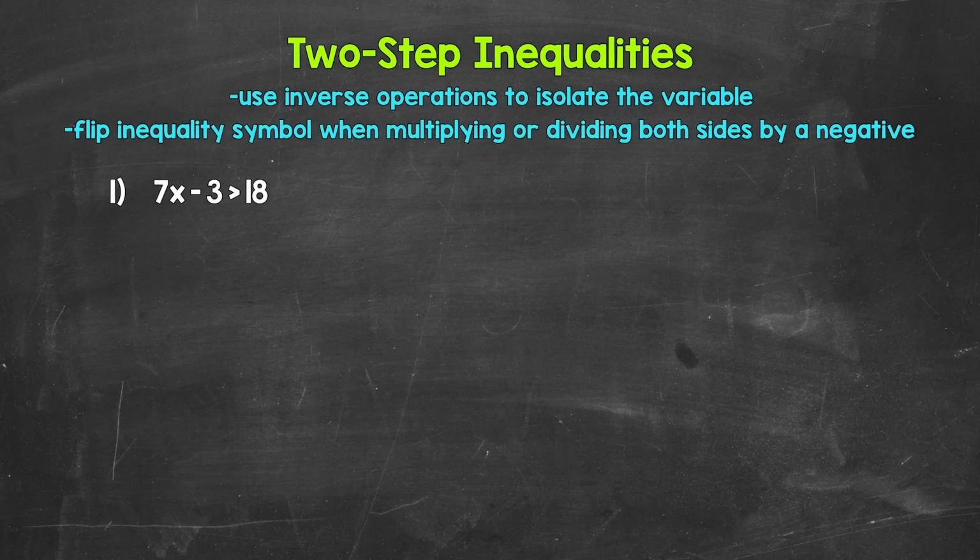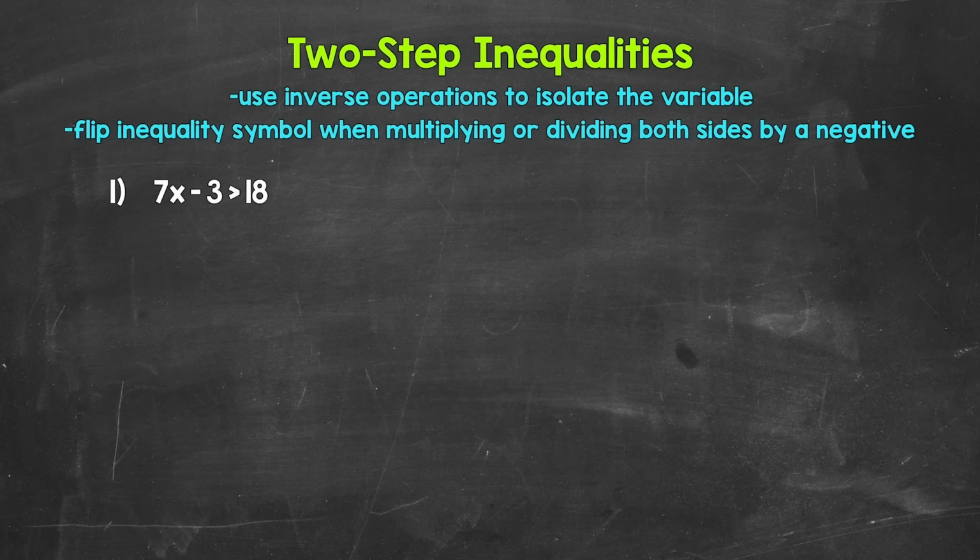Now when we solve two-step inequalities, we want to isolate the variable, get it by itself on one side of the inequality. We do that by using inverse operations. So this is very similar to solving two-step equations. If you can solve an equation, you can solve an inequality. And just like what we talked about with one-step inequalities, remember, we flip the inequality symbol when multiplying or dividing both sides by a negative.